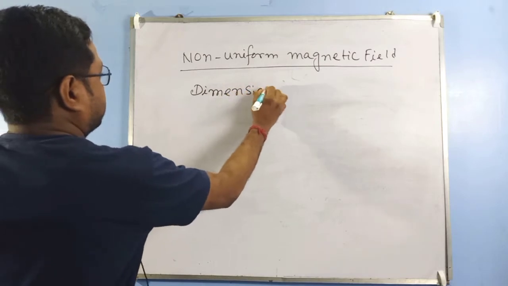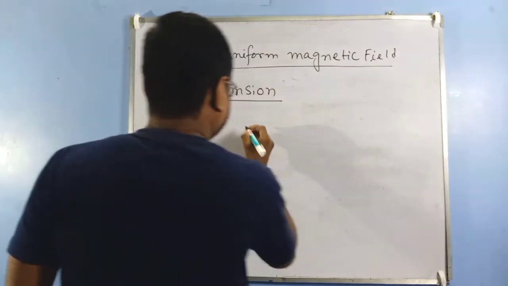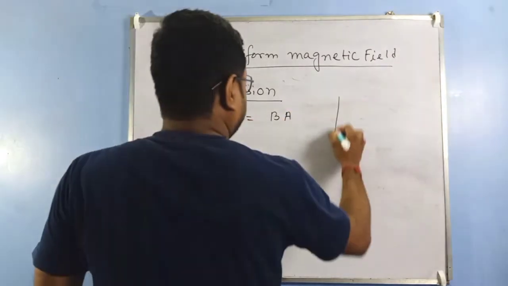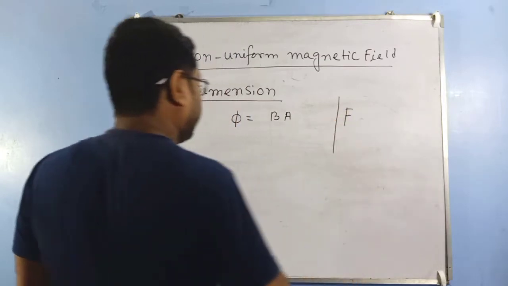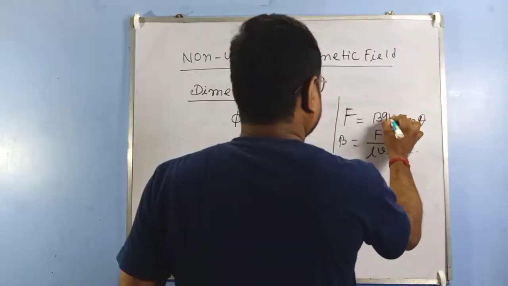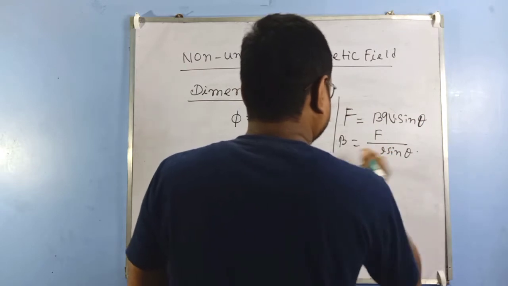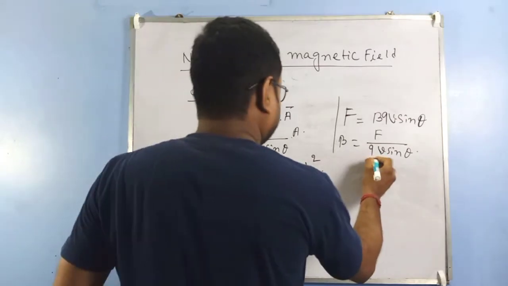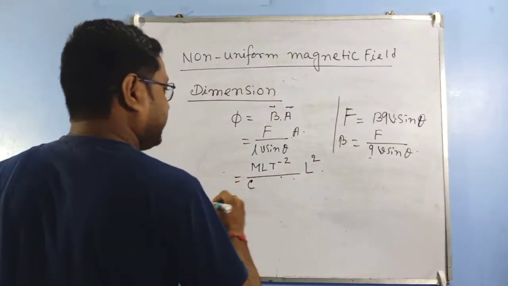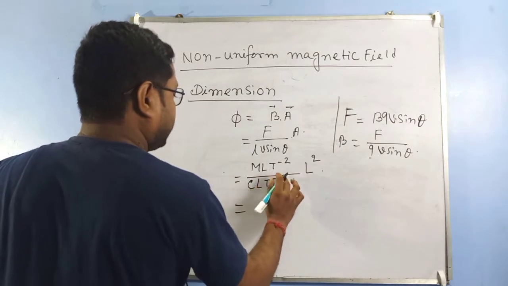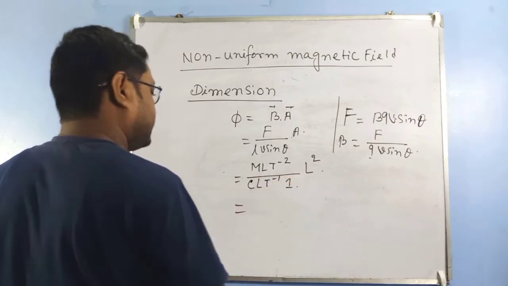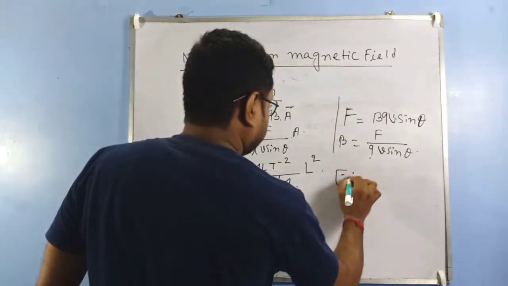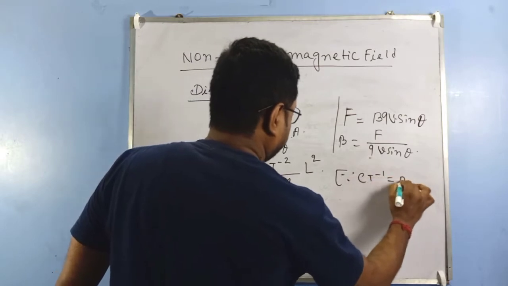Dimension. Phi is equal to B dot A, that is BA. Now, the total magnetic force is F equals QV sin theta. So Q is Coulomb C, V is L T minus 1, and sin theta is 1. Now this Coulomb T minus 1 is equal to ampere.